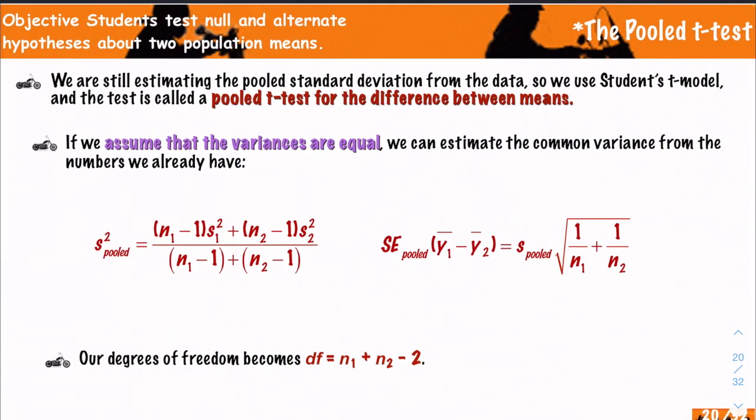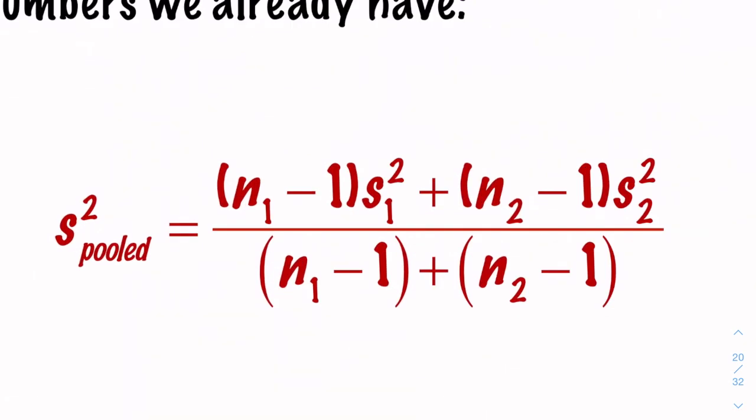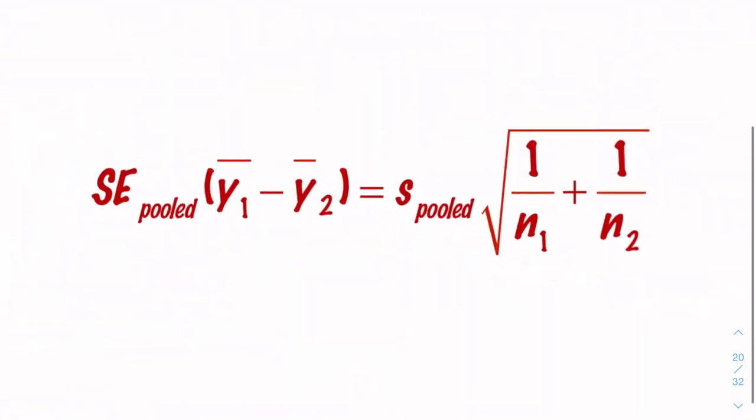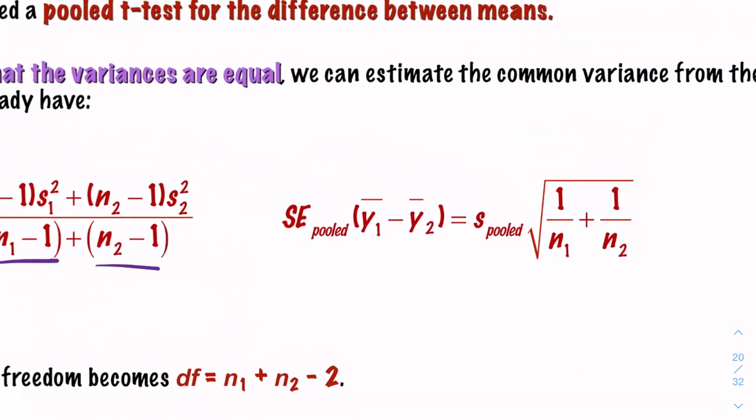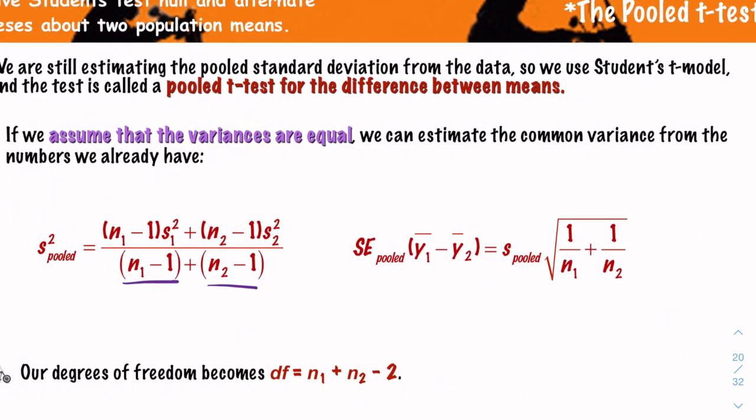We're still estimating the pooled standard deviation from the data. So we use Student's t-model, and the test is called a pooled t-test for the difference between means. And we've seen that as an option on our calculators. If we assume that the variances are equal, we can estimate the common variance from the numbers we already have. Our pooled variance, s pooled squared, is (n1 minus 1) s1 squared plus (n2 minus 1) s2 squared, over the sum of (n1 minus 1) plus (n2 minus 1). That gives us our standard error formula: s pooled, which is the square root of what we just had, times the square root of 1 over n1 plus 1 over n2. Notice that our degrees of freedom becomes n1 plus n2 minus 2, which comes from our denominator.